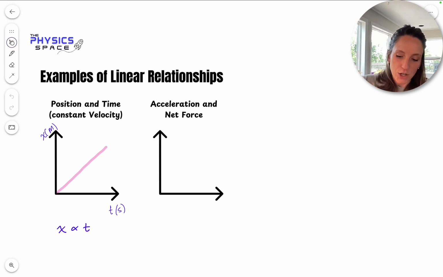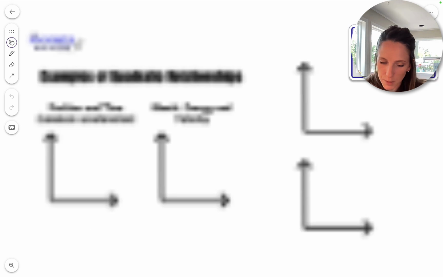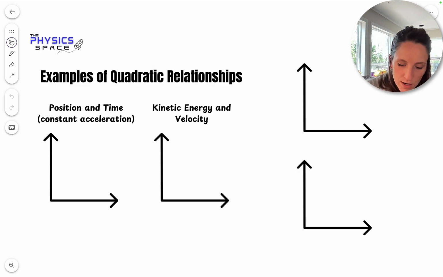If I graph acceleration and net force, like in Newton's second law, so acceleration in meters per second squared, and net force in newtons, again, I'm going to have a linear graph here, which tells me that the acceleration is proportional to the net force. And those are just examples of linear graphs, nothing to do there, but I just want to illustrate here for a second this idea of the proportionality and how that matches up to our linear graphs. So let's take a look at an example where we do not have a linear relationship to start.